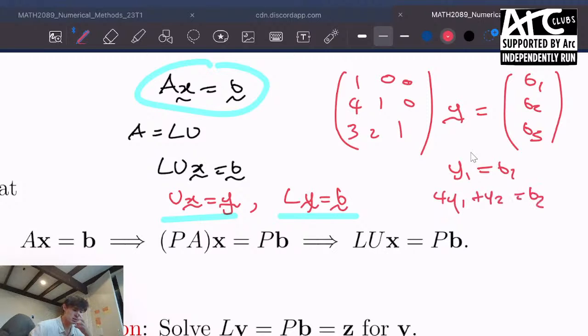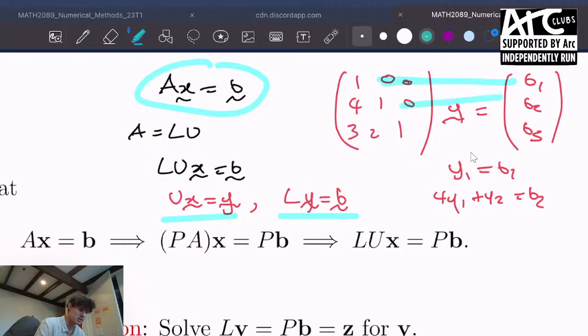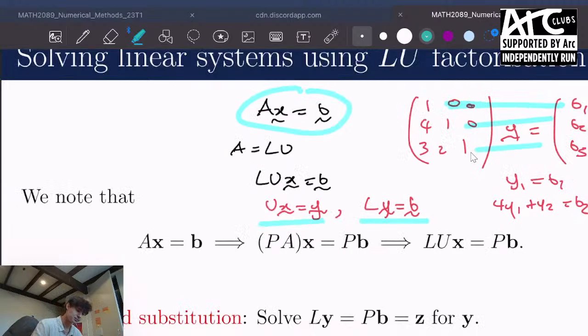But you can see that what we can do is something called a forward substitution. So we immediately know the value of y1. Okay, we know the value of y1 because of these zeros here, which means that it's just equal to b1. And then we can substitute that value into the next equation, solve for y2, and then sub those two into the last one, and we can solve for y3. So it's a very straightforward process of forward substitution.